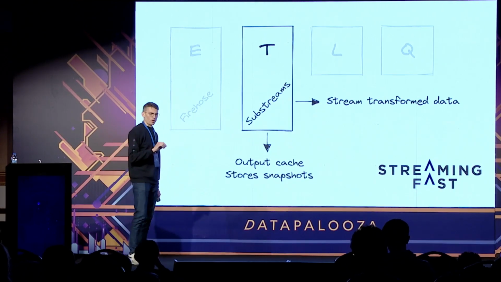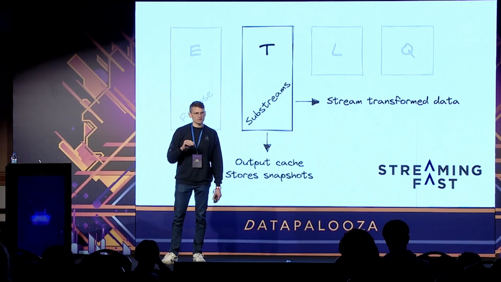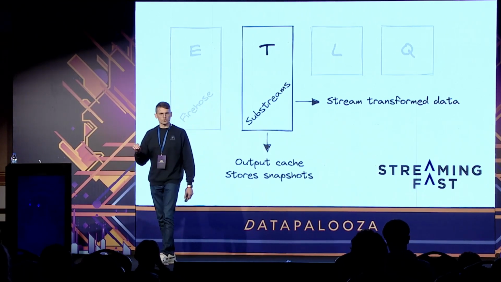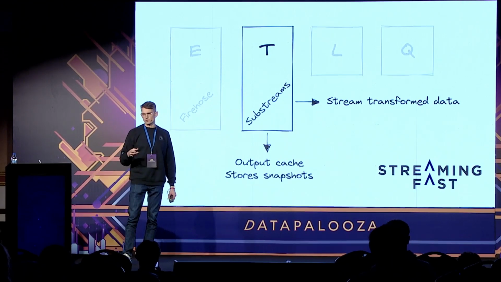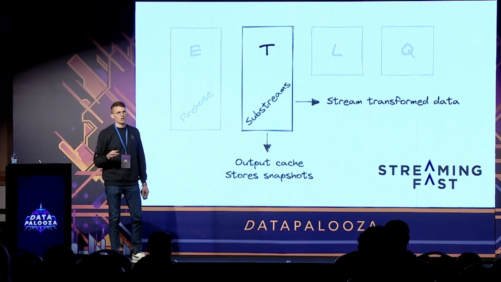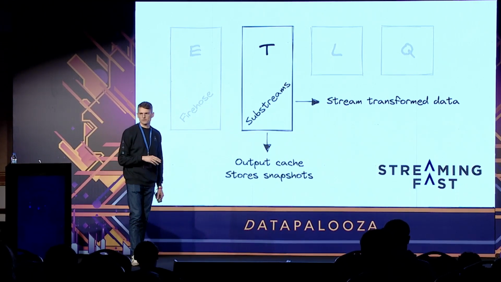And what we do is we have a tool called substreams, and substreams read from these Firehose files, and then you can do transformations with these substreams and do whatever you want to do with that raw data that's in the Firehose files that are output.